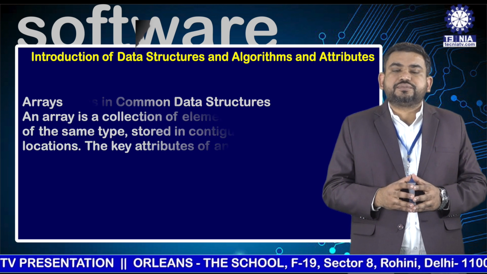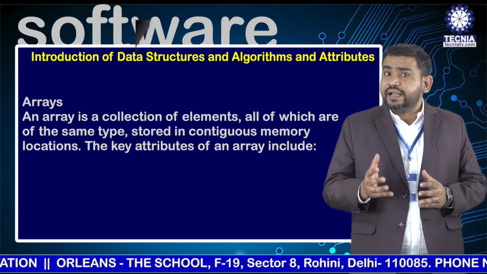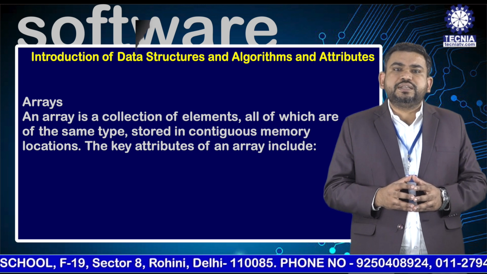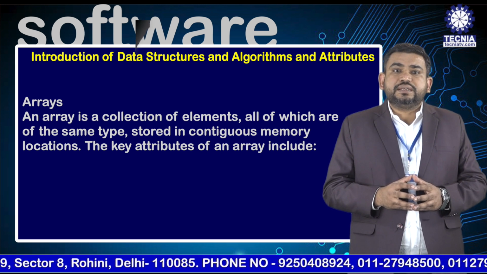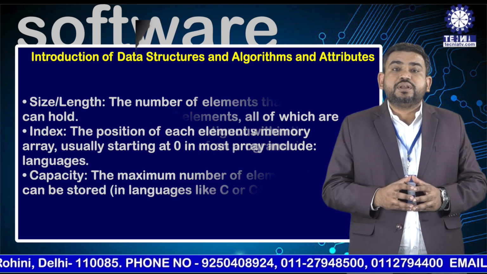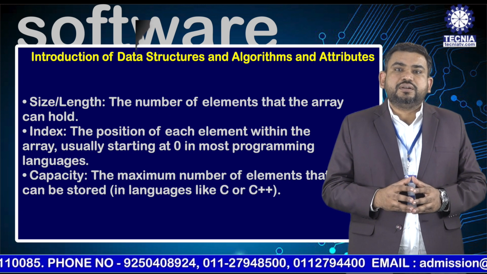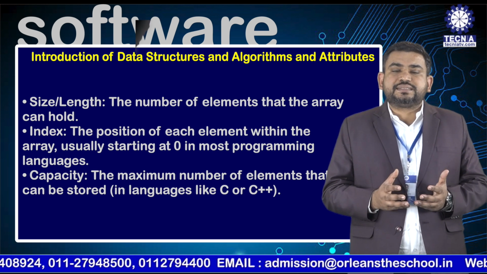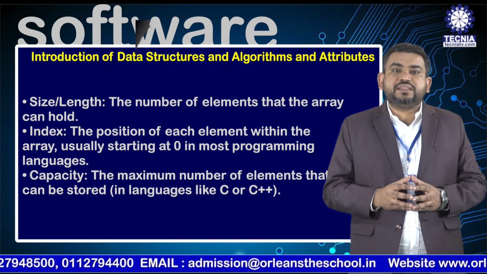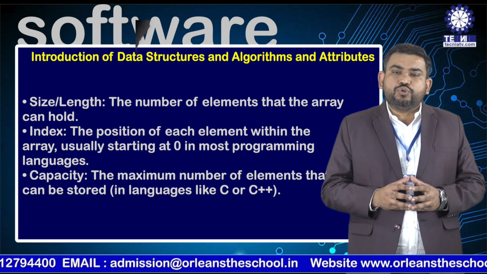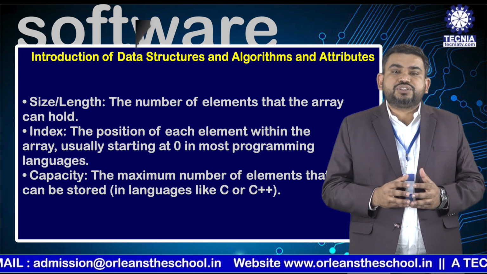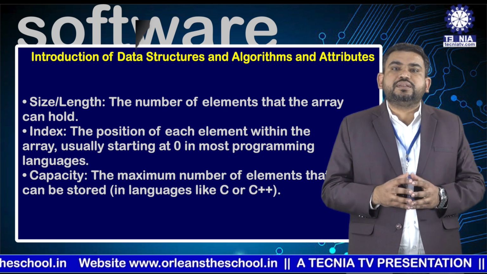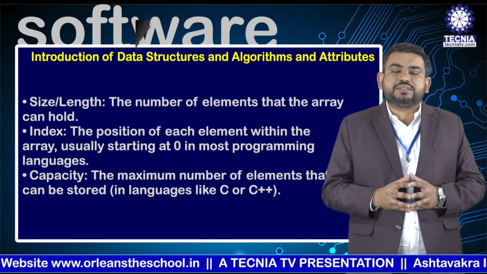Attributes in data structures. Arrays. An array is a collection of elements, all of which are of the same type, stored in contiguous memory locations. The key attributes of an array include size or length, the number of elements that the array can hold, index, the position of each element within the array, usually starting at 0 in most programming languages. Next one is capacity, the maximum number of elements that can be stored in languages like C or C++.